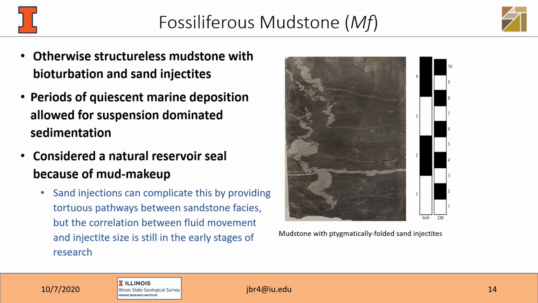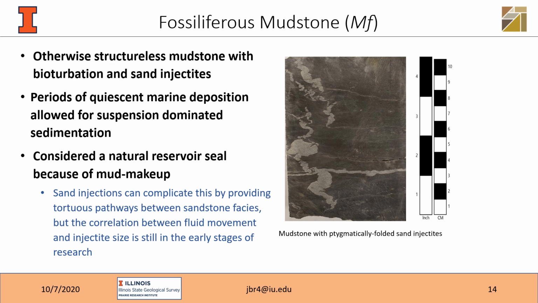The last facies described in the Carper Sandstone is the fossiliferous mudstone. This structureless dark gray mudstone contains siderite horizons, bioturbation, and instances of ocean-forming minerals. Bioturbation in this unit was previously interpreted as Skolithos, Planolites, Sapphicus, and stick-like traces. Another interesting feature of this unit was the presence of ptygmatically folded sand injectites.